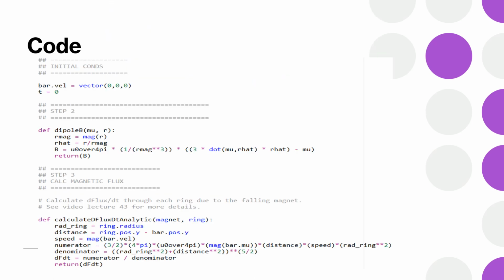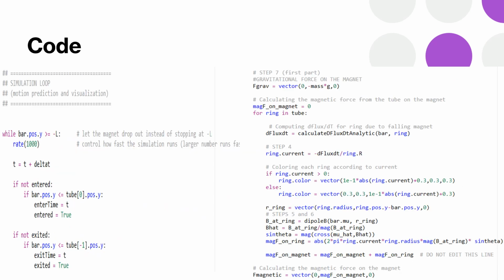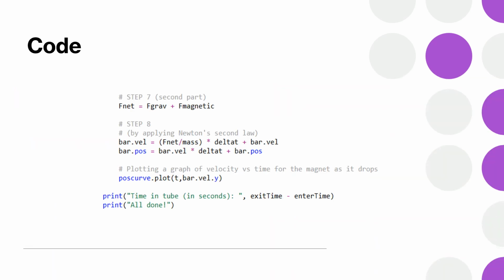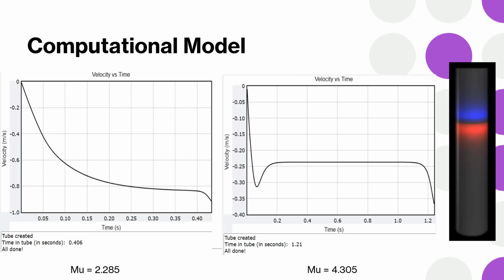So here's the GlowScript code. Just up here is initializing physical constants. This creates the graph initialization and the aluminum foil rings. Here are some initial conditions, calculated magnetic flux, and defining the dipole. This is simulated in the loop: motion prediction, visualization, the gravitational force on the magnet calculations, and the second part of the calculations for the gravitational force.